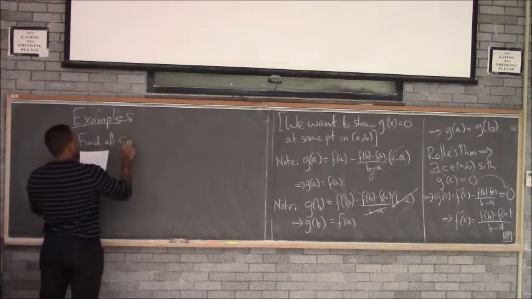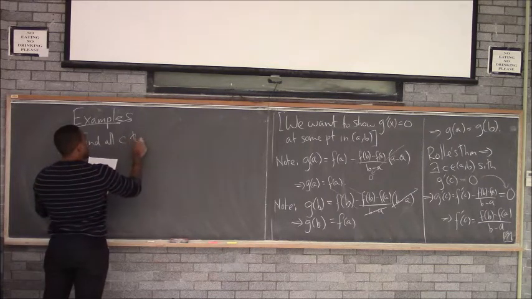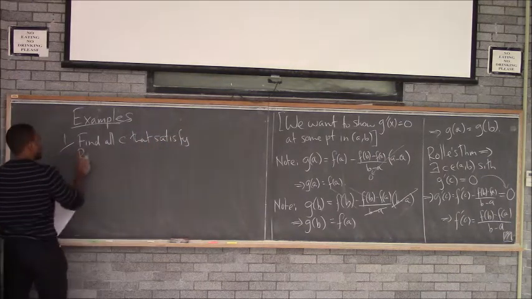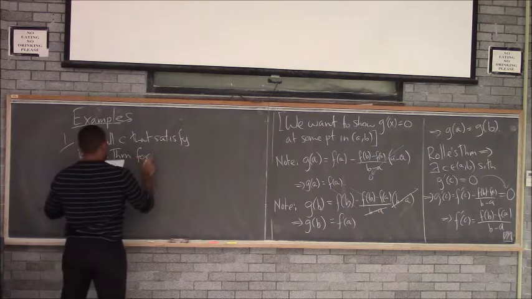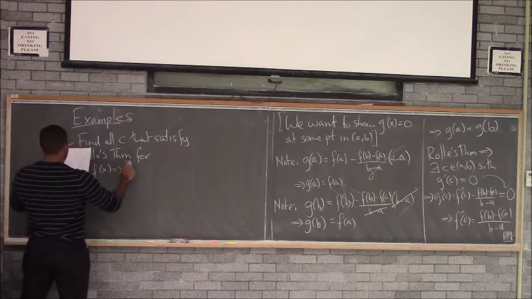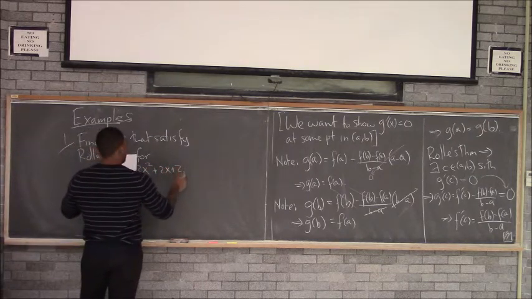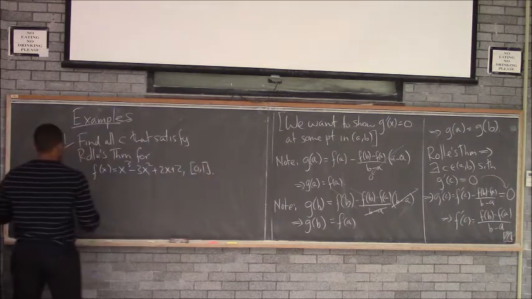Find all c that satisfy Rolle's theorem for this function. f of x equals x cubed minus 3x squared plus 2x plus 2 on the interval 0, 1, 2.